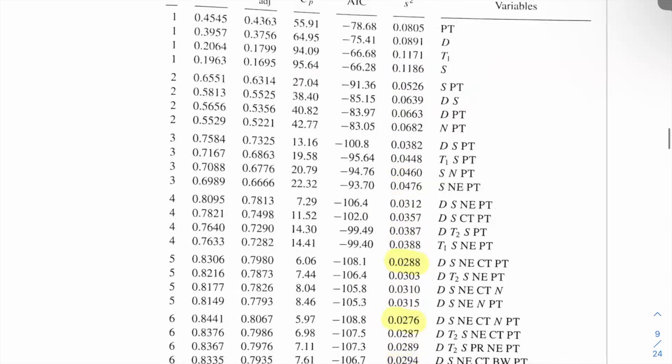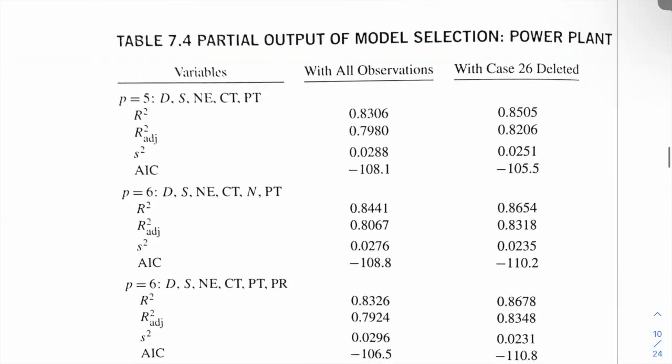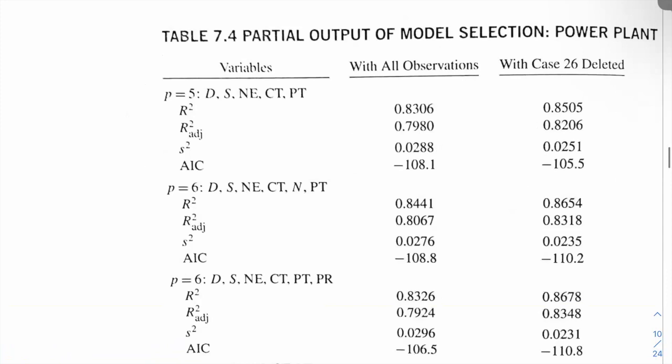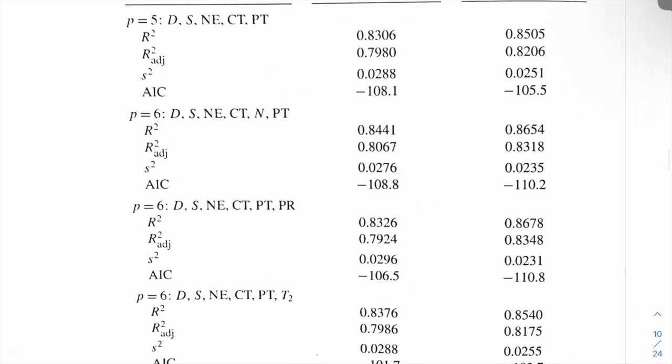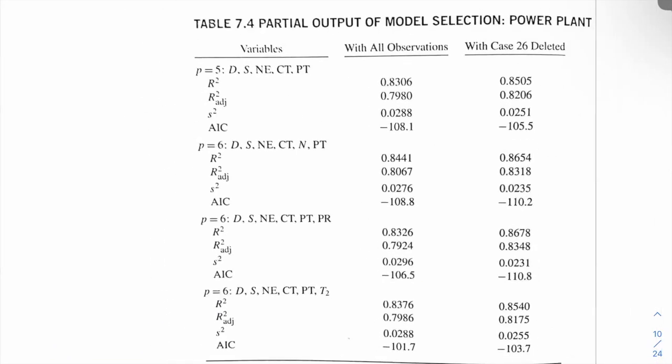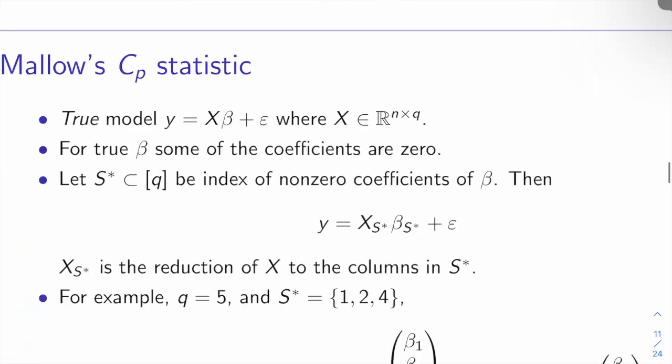There's also this Mallows CP, which is an interesting quantity. This is related to some outliers. If there is a case 21, we didn't talk about outliers, but it was discussed in the discussion. If you remove it, there's some rather improvement. So you can manipulate: take some data points out and then decide.